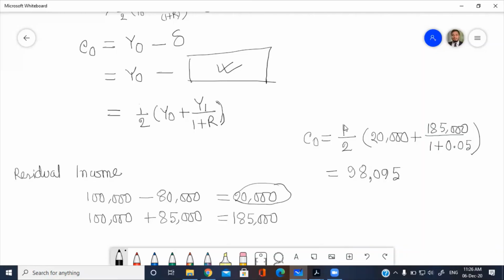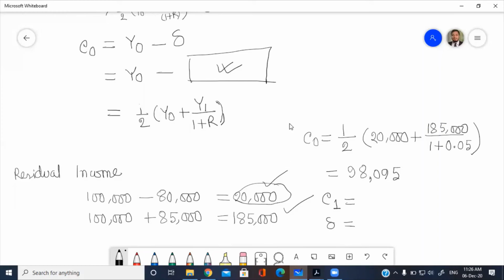So is it possible to come up with the future optimal consumption and also the savings or borrowing number if you have this information? Is it possible? Hello. Is it possible for you to get these numbers? Yes, sir. Okay.